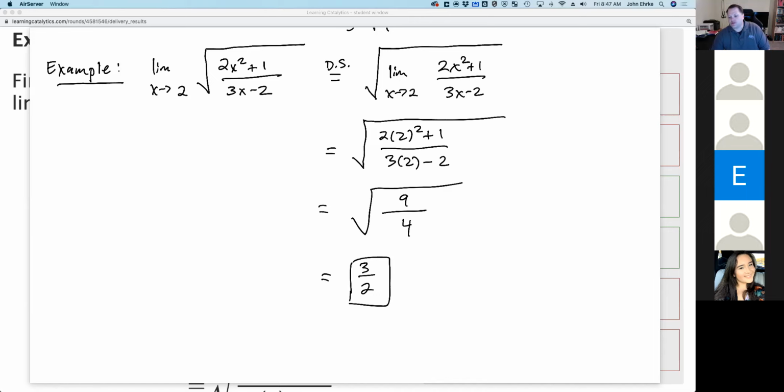So this example is a good one to finish up on because it just reinforces the point that you should always check and make sure that your limit can't be directly substituted into. That's always the first step on these limit problems.